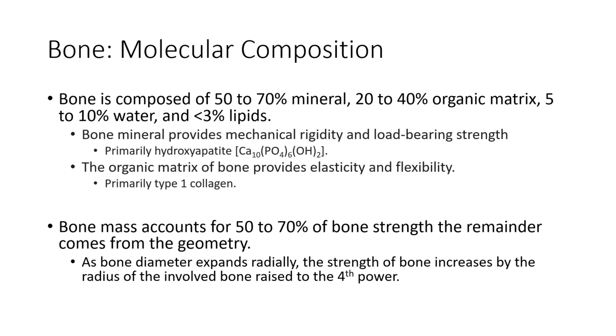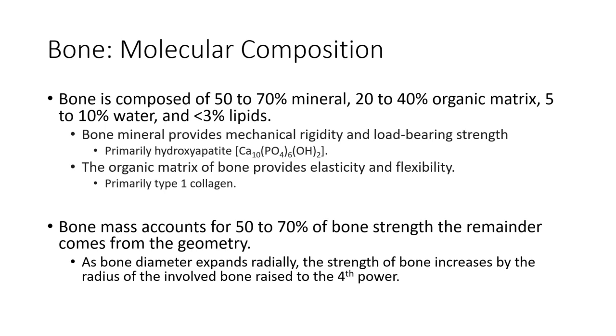Again, why you might think of calcium and phosphorus always being in bone health supplements, that's kind of why. The organic matrix provides a little bit of the elasticity and flexibility to bone. If you've ever held a fresh bone, for example, you'll see that it does bend a little bit. And that's primarily type 1 collagen.